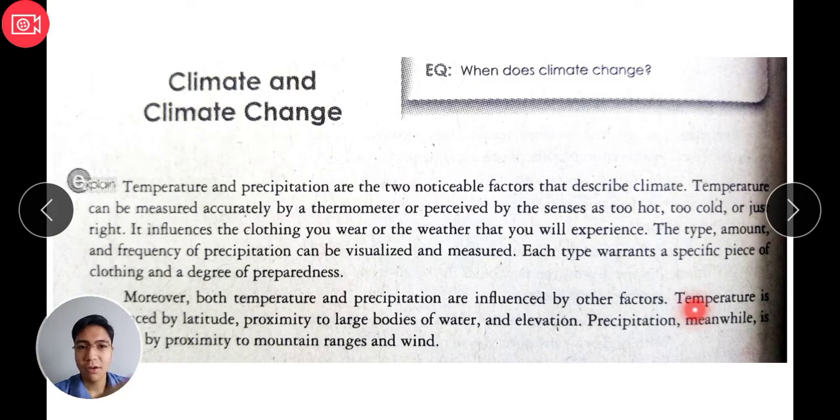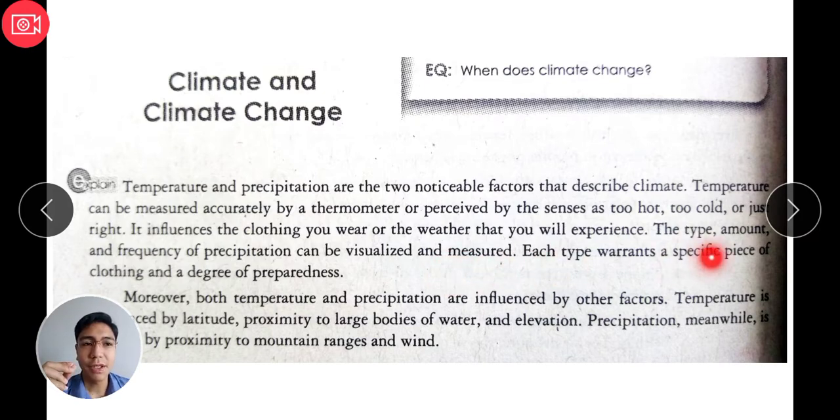Ano ba yung mga factors na nakaka-apekto dito sa ating climate? Okay, yung factors na nakaka-apekto dito is the temperature and the precipitation. Okay, we know temperature, hotness or coldness. It can be measured by thermometer. So, ano ang epekto nitong temperature? Of course, pag mainit, syempre, hindi ka magsusuot ng makapal na damit, no? If malamig naman, susuot ka ng mga sweaters, of course.